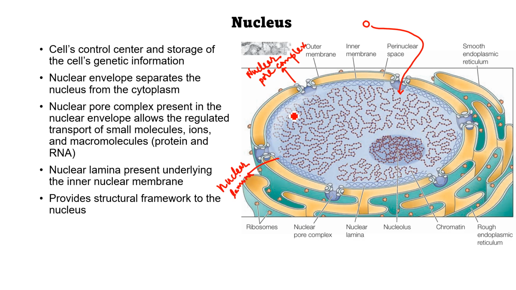Just inside the cell membrane, you have structures like actin, right? So that provides the shape and structure to the cell. Similarly, this structure to the nucleus is provided by the nuclear lamina. Okay, so the nuclear lamina is present underlying the inner nuclear membrane, and it provides a structural framework to the nucleus.